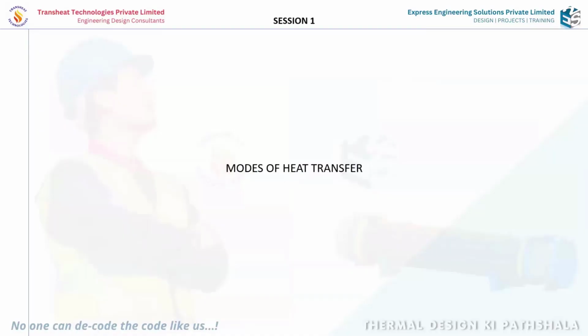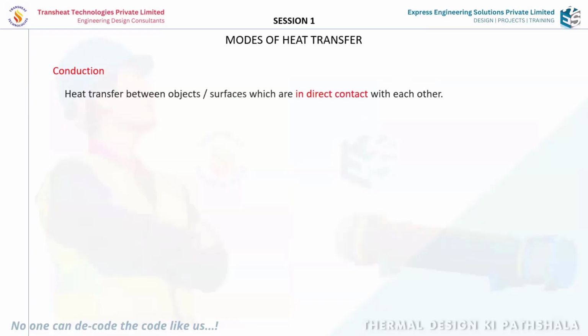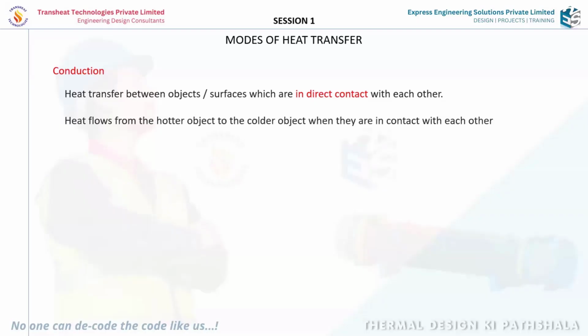There are basically three modes of heat transfer. The first one is conduction, where the heat transfer occurs between objects or surfaces that are in direct contact with each other. If there is no contact between the surfaces, there is no heat transfer happening by conduction. So for conduction to occur, the objects or surfaces should be in direct contact with each other. And heat flow is always from the object at higher temperature to the object at colder temperature.